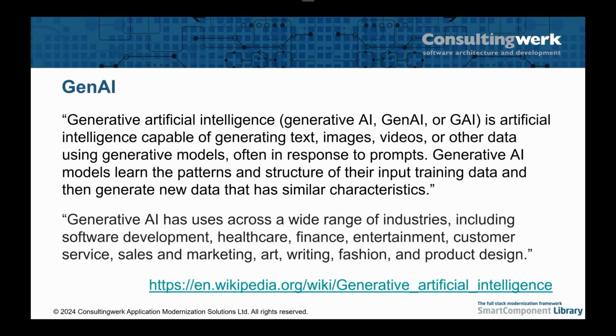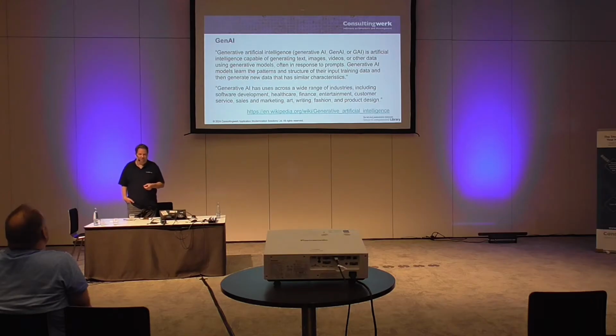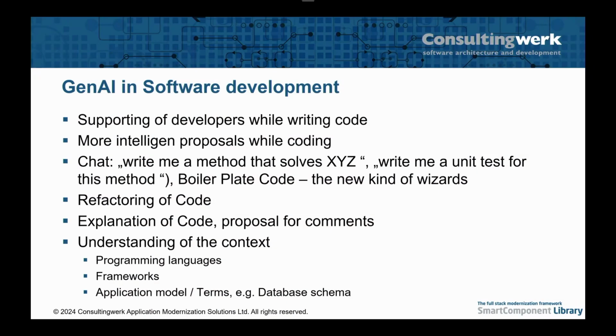So Gen AI, generative artificial intelligence, is the species of AI that produces some result, generates some result. The GPT in ChatGPT is a generative pre-trained AI, so somebody has taught this AI something. And teaching AIs is quite important. It can generate text, images, videos, some fun stuff, maybe some dangerous stuff. So in software development, Gen AI can support developers for writing code.